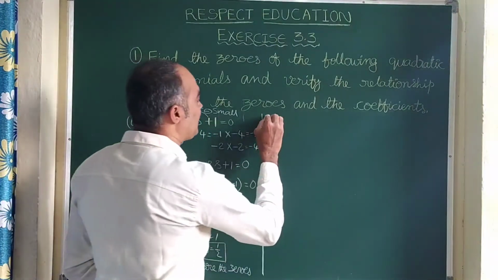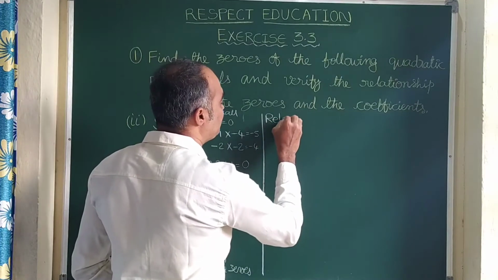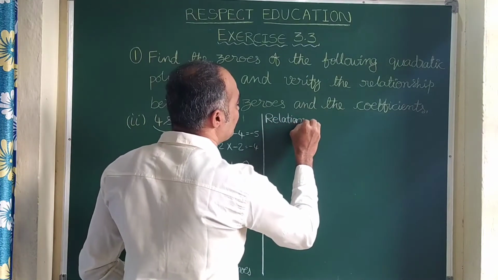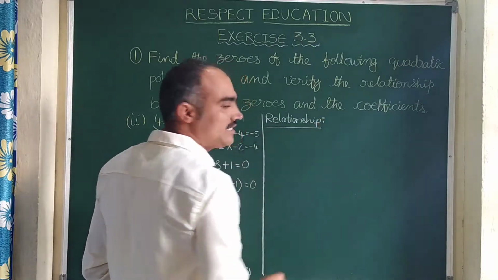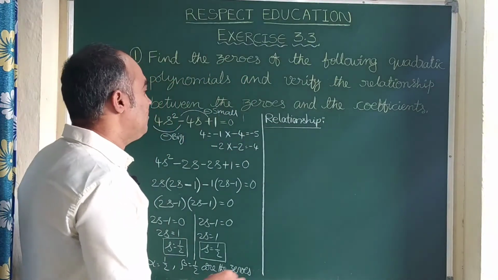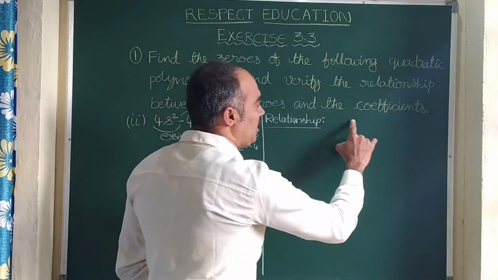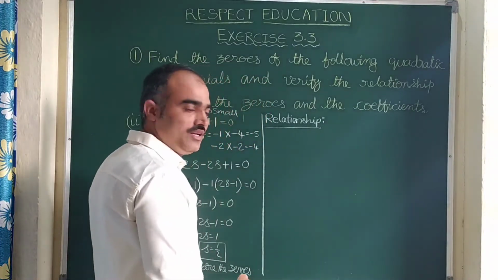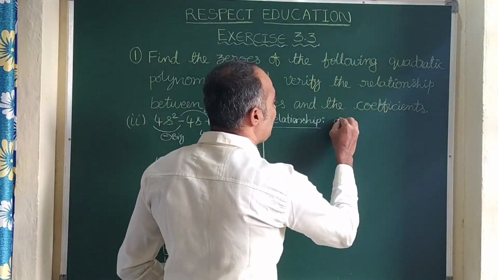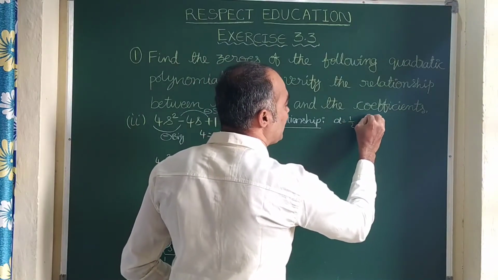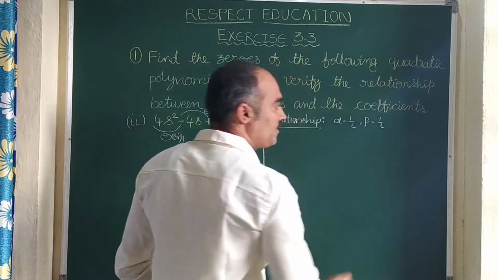Now here let us do the relationship between zeros and coefficients. Right? For that we need to write the values of a, b, c and then alpha, beta. So let us write, just now we got alpha and beta, let us write them first. So alpha is equal to 1 by 2, beta is equal to 1 by 2.